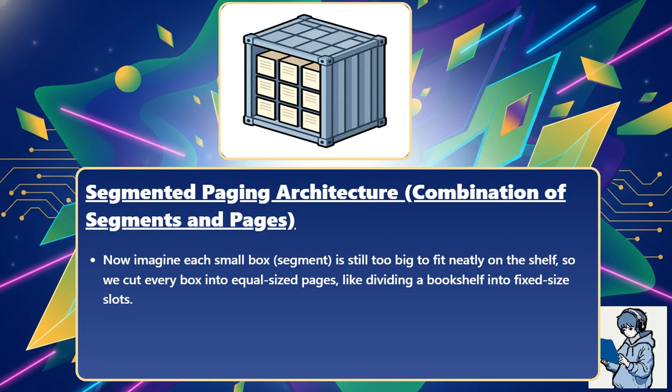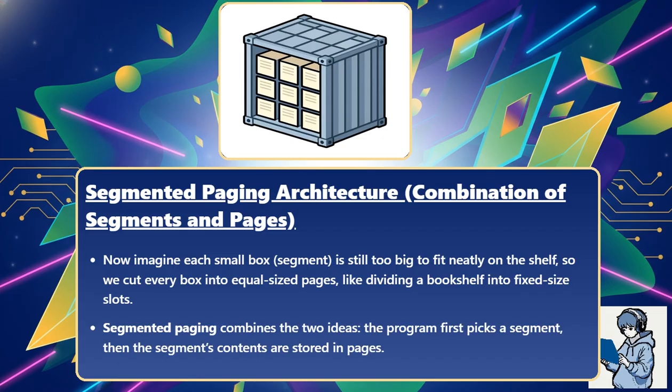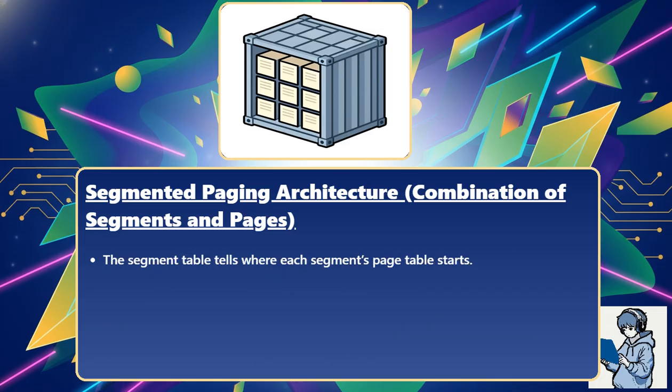Now imagine each small box, or segment, is still too big to fit neatly on the shelf, so we cut every box into equal-sized pages, like dividing a bookshelf into fixed-size slots. Segmented paging combines the two ideas. The program first picks a segment, then the segment's contents are stored in pages. The segment table tells where each segment's page table starts. The page table then tells where each page lives in physical RAM.